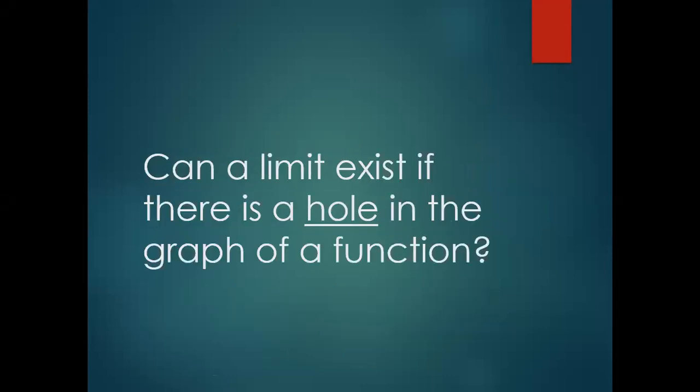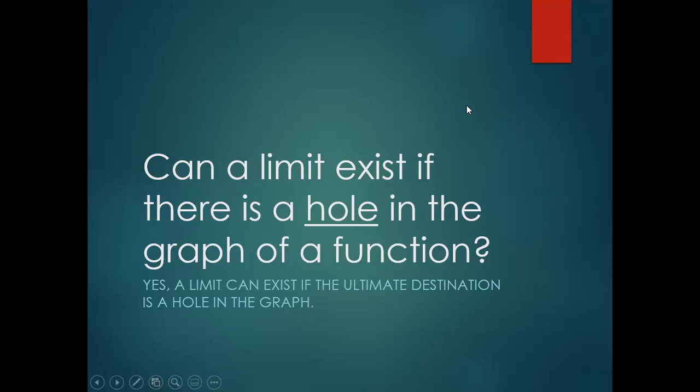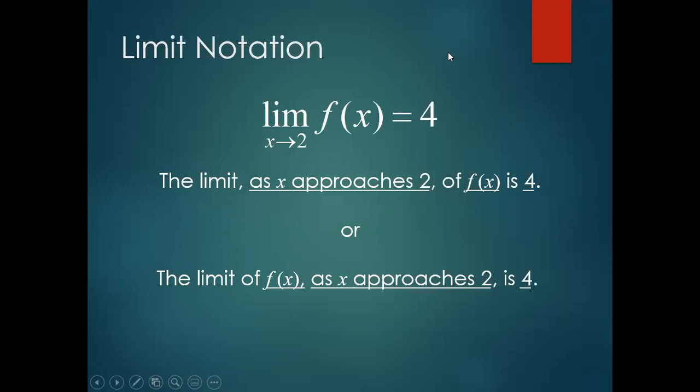Now, the next question is, can a limit exist if there is a hole in the graph of a function? Yes, a limit can exist if the ultimate destination is a hole in the graph. We studied this last time. So the limit notation is the limit of f of x as x approaches 2, and this is equal to 4. So the limit as x approaches 2 of f of x is 4. That's how we read the notation on screen.